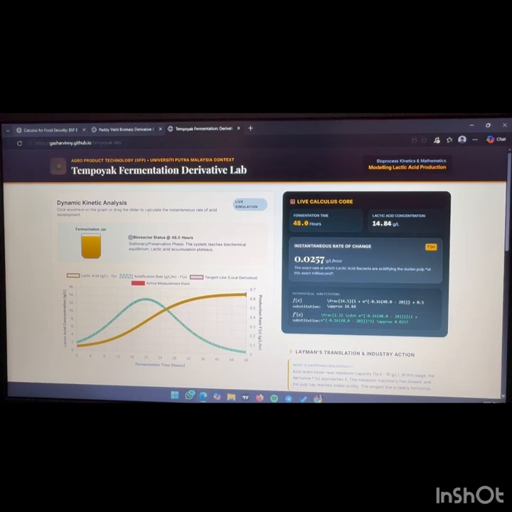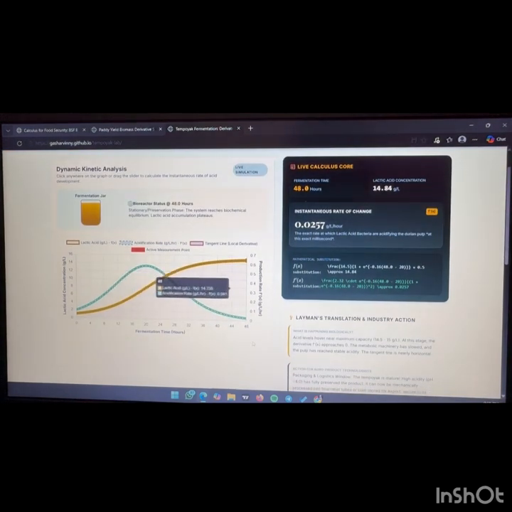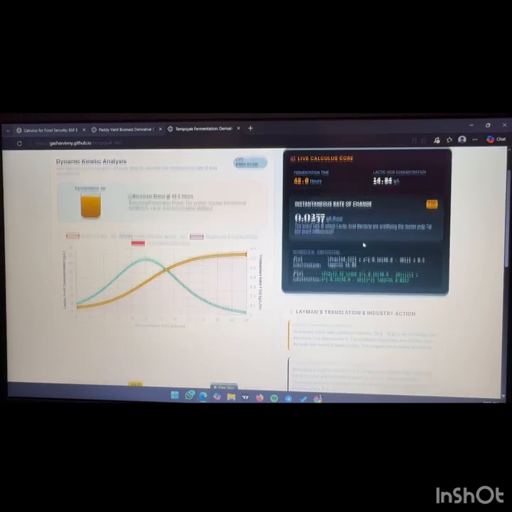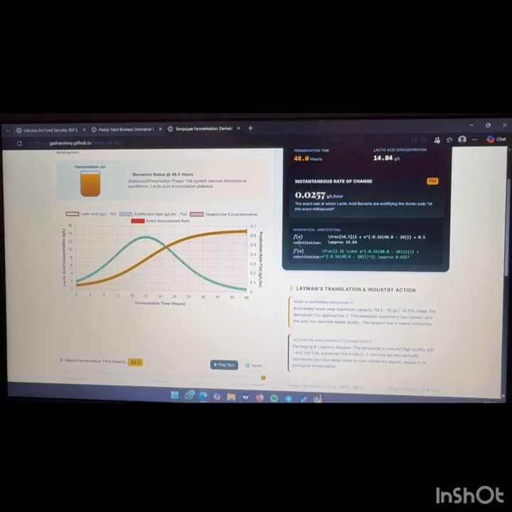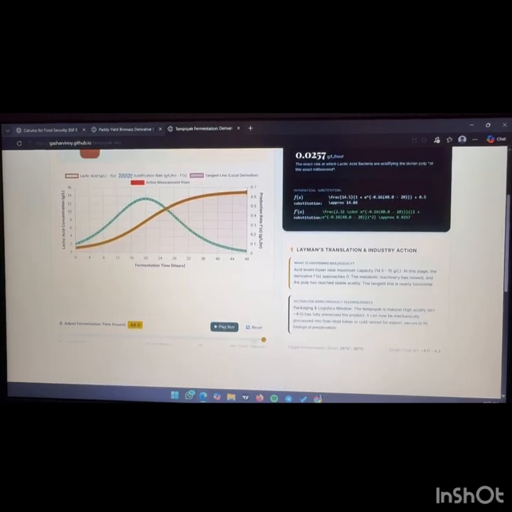We have dynamic kinetic analysis here, and then we have the graph here. Next, talking about the live calculus score, we have the instantaneous rate of change, which is 0.025 gram per liter per hour. This is the exact rate at which lactic acid bacteria are acidifying the durian pulp at this exact millisecond. So we have mathematical substitution coding here. So let's play a run.